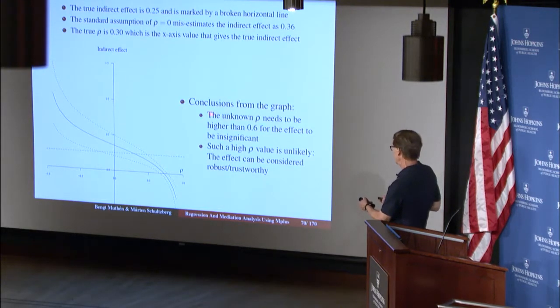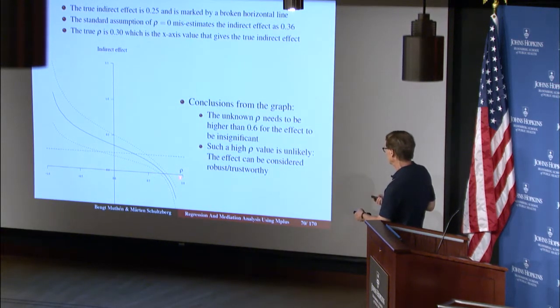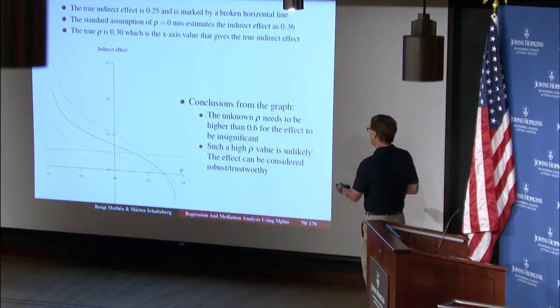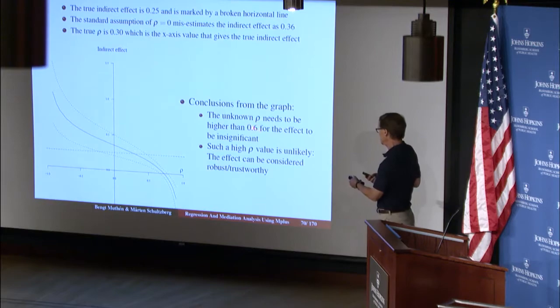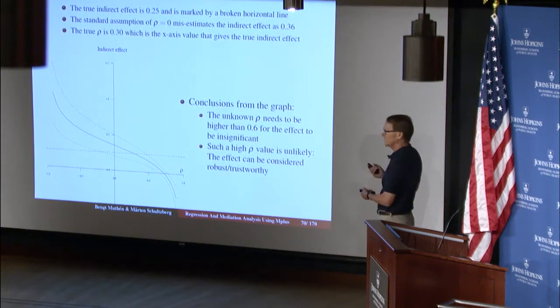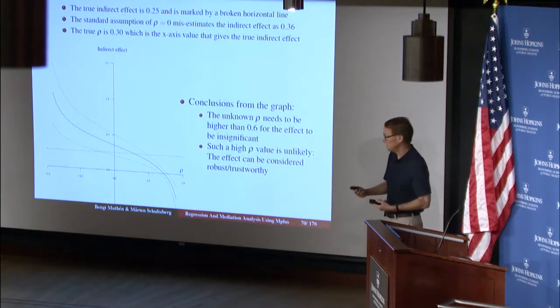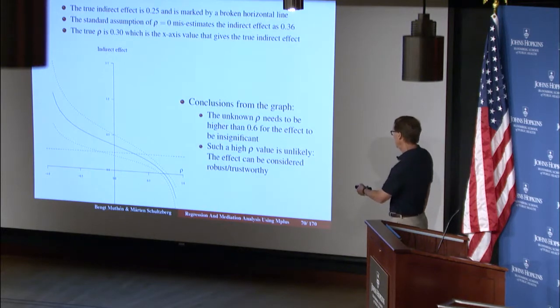So that's what it says here. The unknown rho needs to be higher than 0.6 for the effect to be insignificant. So the way you reason about this, you say that a high rho value, 0.6 is a high residual correlation, is unlikely to happen. So you can reason about that. Therefore, the effect can be considered trustworthy or robust.